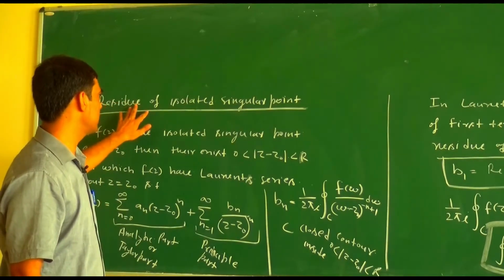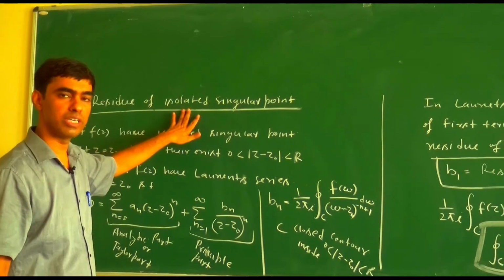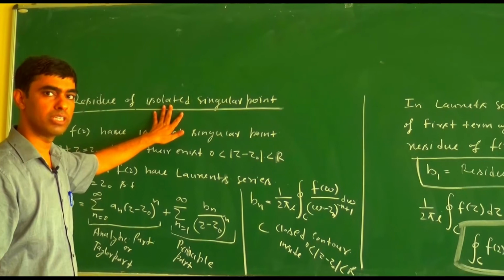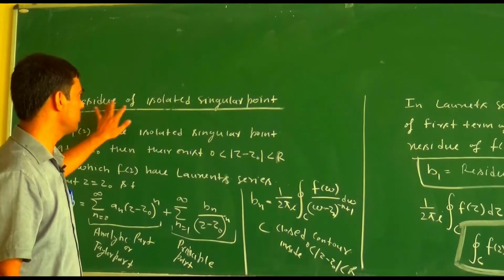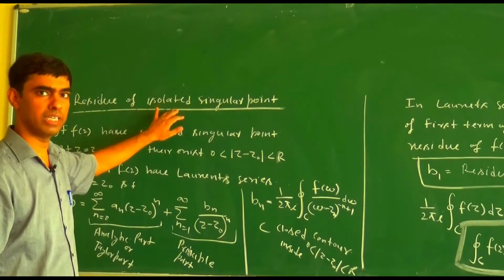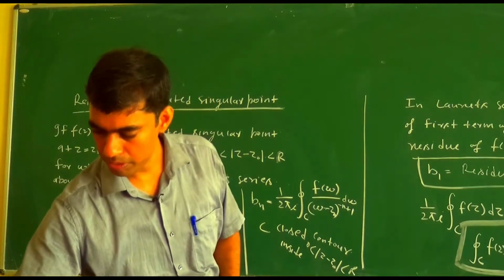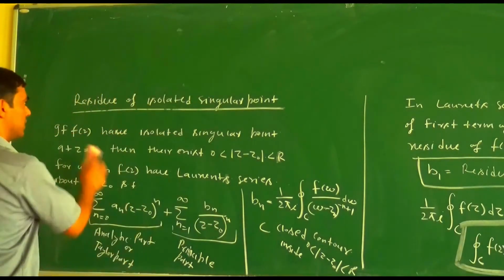Now we try to explain the residue if the isolated singular point is a removable singular point, the residue if the isolated singular point is a pole of order 1 or a pole of order m, and the residue at an essential isolated singular point. How do we find the residue? One by one we discuss how we find the residues.